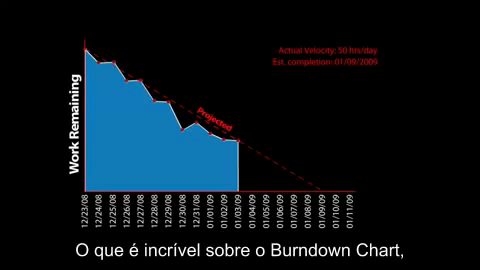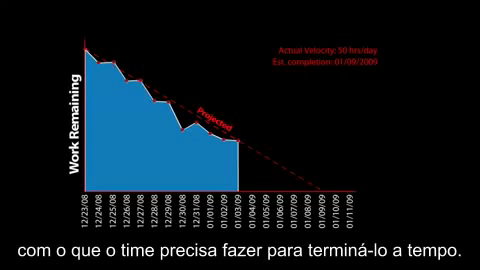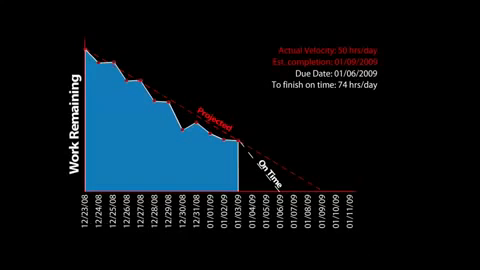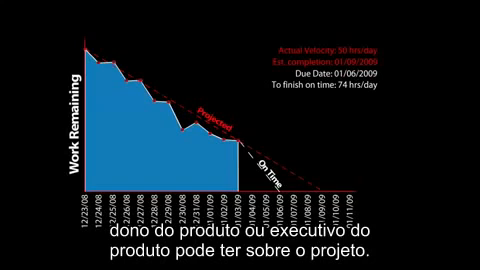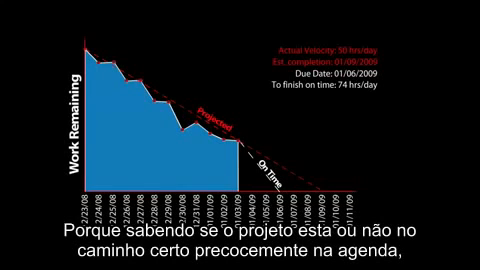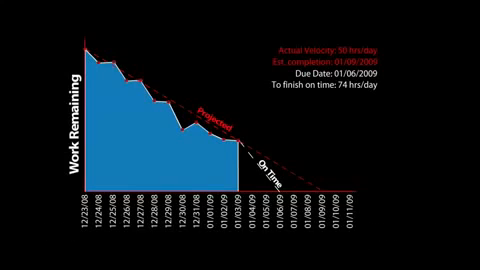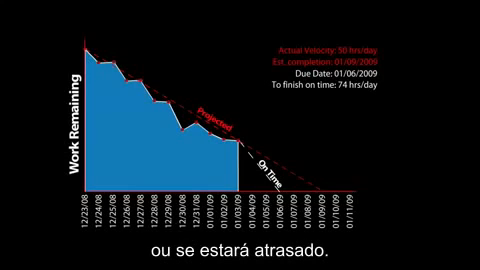What's great about the burndown chart is that we can compare our actual velocity and projected completion date to what the team needs to do in order to finish on time, and we can use that to see if it's a realistic time frame. This is perhaps the most useful piece of knowledge that any team member, product owner, or product executive can have about the project, because knowing whether or not the project is on track early in the schedule can help teams make the proper adjustments necessary to get the project on track. The burndown chart provides empirical proof that the project is on track or if it's going to be late.